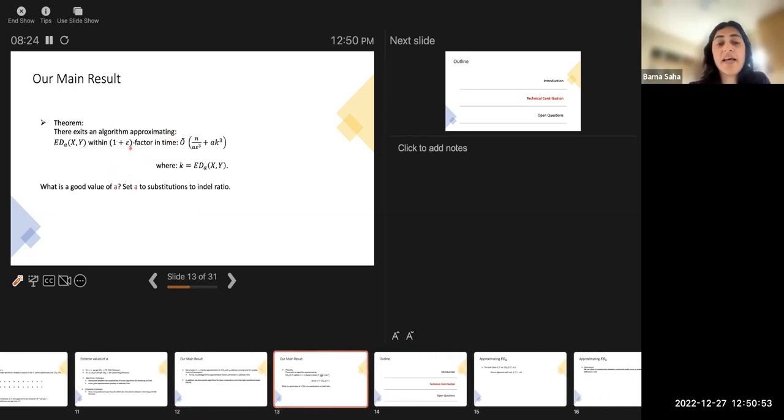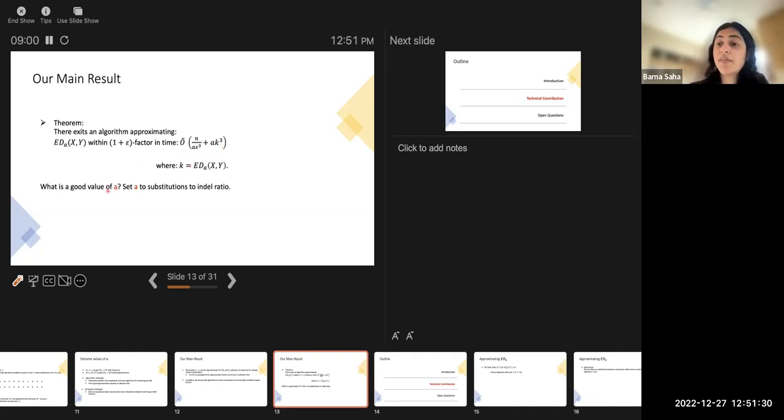For 1 plus epsilon approximation factor, this is the running time we get. It's n over a epsilon cubed plus a k cubed. What is k? k is the optimum EDA distance in this new definition of edit distance between x and y. So you can see if a is large, that is, there are many substitutions, and k is not too large, then this is sublinear running time. Suppose a is n to the 1/4 and k is strictly less than n to the 1/4, then we get a sublinear running time.